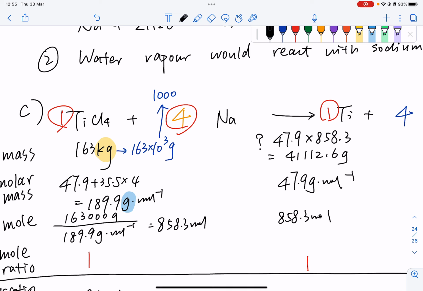Is it necessary to change it to kg? Oh, it doesn't ask about how many kilograms, so you can keep it this way, or you can also write it as 41.1 kg. It might be better because of 3 significant figures. This one will have 1, 2, 3, 4, 5, 6 significant figures. It will be better for us to write in the kg form. So this will be the answer for part C.